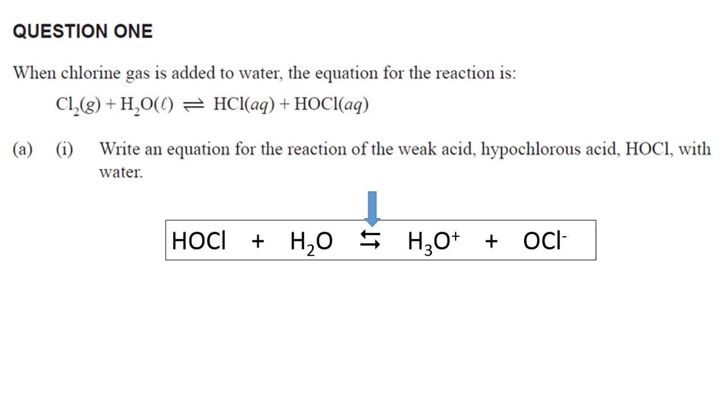HOCl is an acid, so hypochlorous acid. When it reacts, it loses the H+ ion and it becomes OCl-, and that is its conjugate base because it has lost that H+. The H+ has been transferred to the water molecules, forming the hydronium ions. Writing the correct equation here will give you an achieved grade.